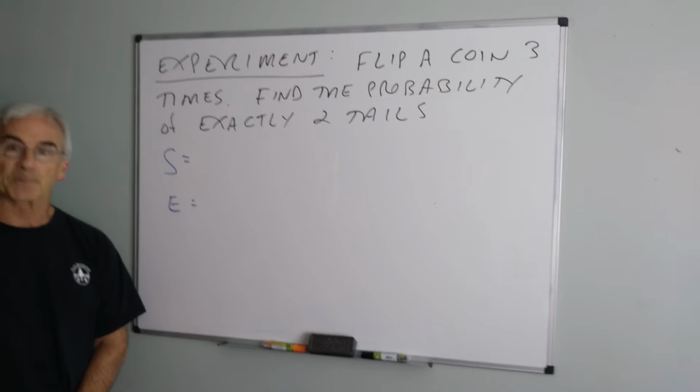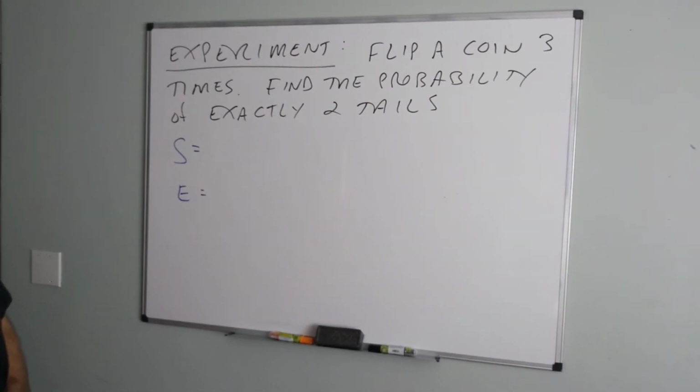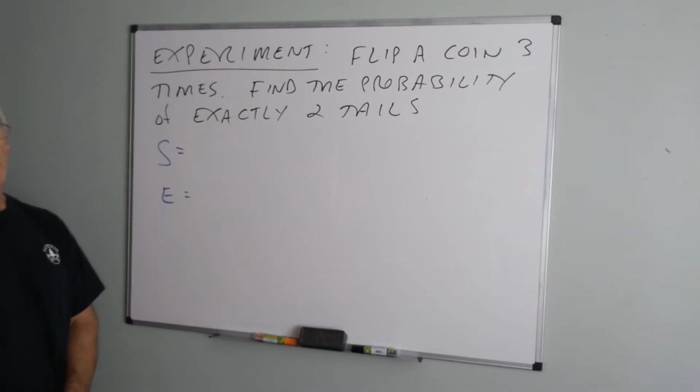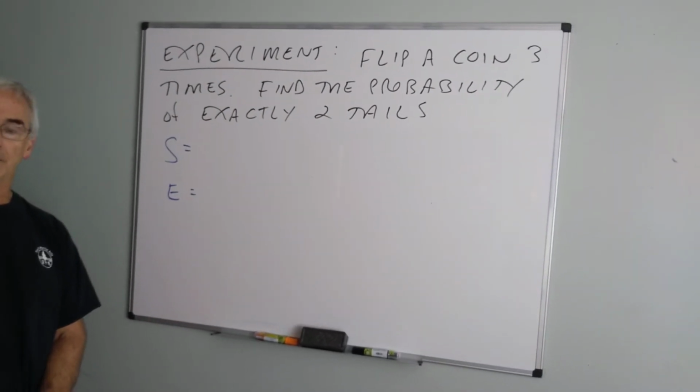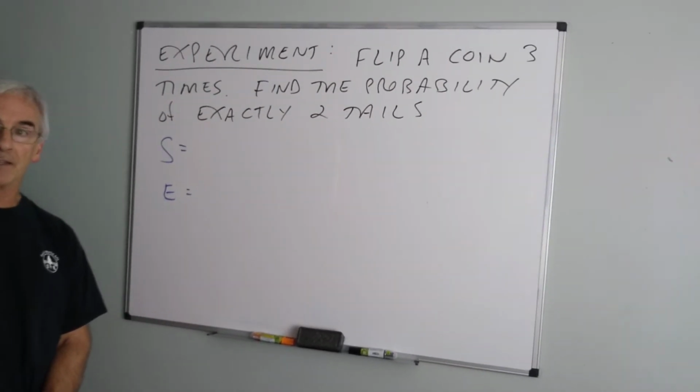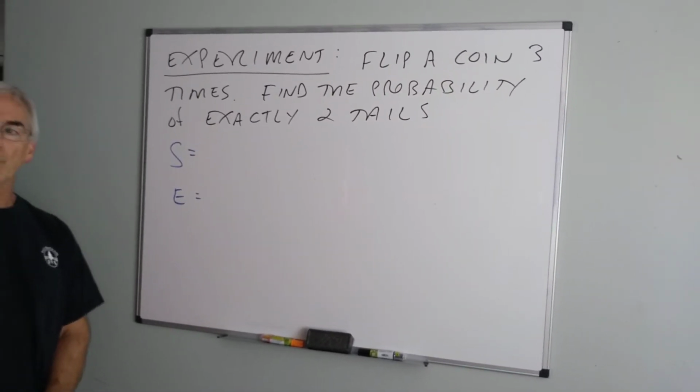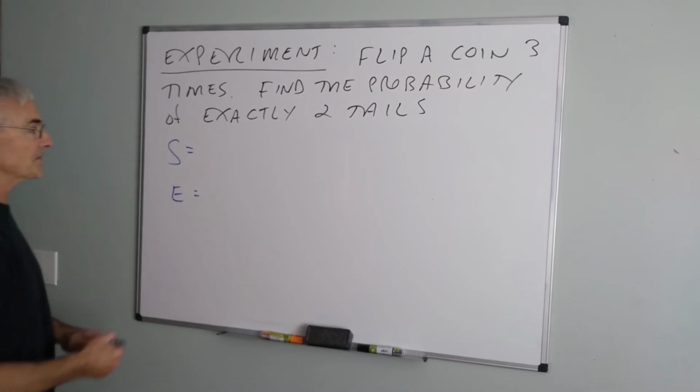Now let's look at a very specific example. Let's consider the experiment where we flip a fair coin 3 times, and we want to find the probability of getting exactly 2 tails. Now we operate under the assumption that heads and tails are equally likely. So if we flip the coin 3 times, we want to look at all the possible outcomes of this experiment.